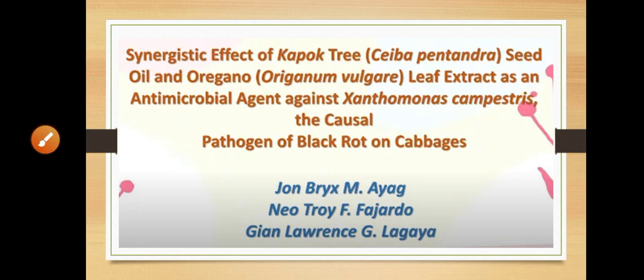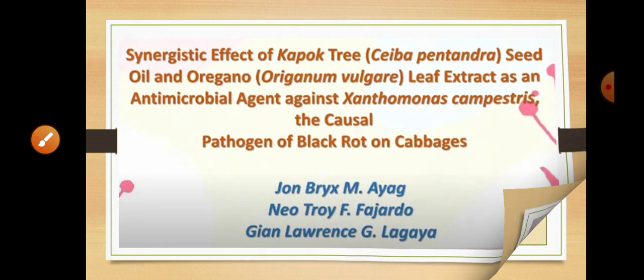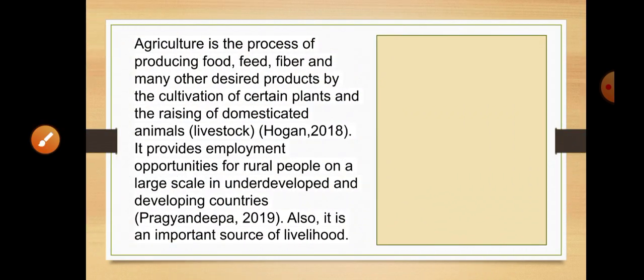Again, we have three steps for move one, and let's proceed with our first step. For the first step in writing move one, we have here an example. Let's try to read this one. Agriculture is the process of producing food, feed, fiber, and many other desired products by the cultivation of certain plants and the raising of domesticated animals.